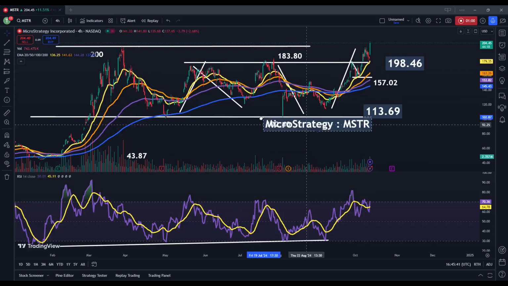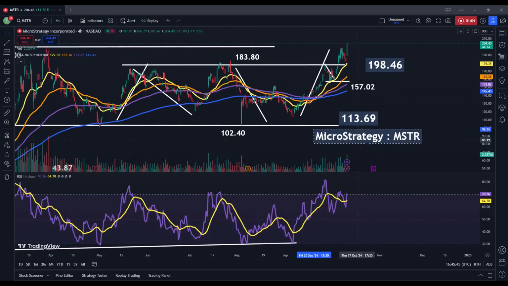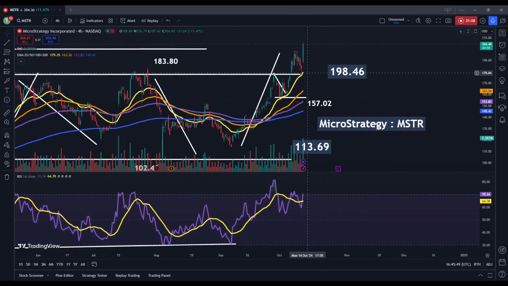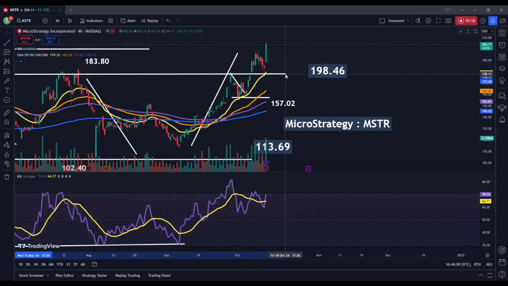And if we move in a bit more closely here, we can see that this level has now been tested from the top side as well. So this really does confirm this area as being the significant, the main price level to be watching. So we correctly identified which price zone was going to wind up being most significant for this stock.